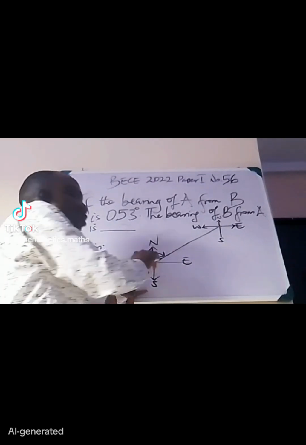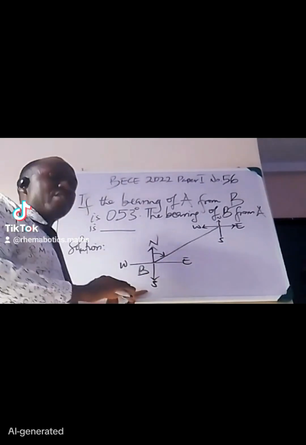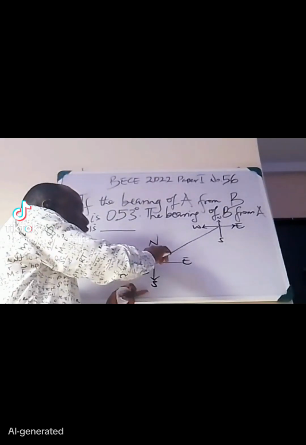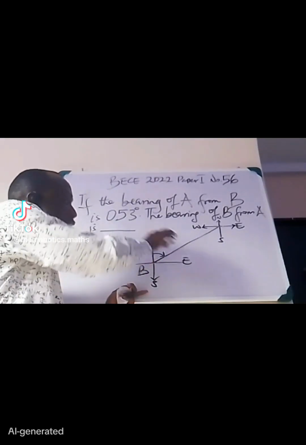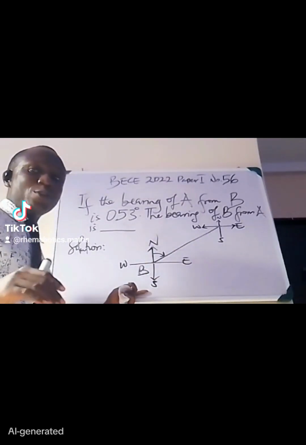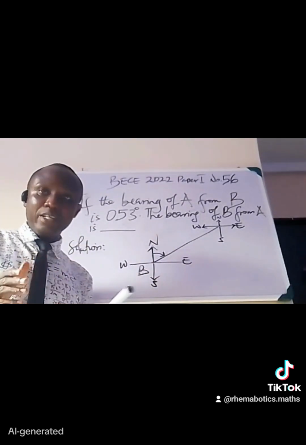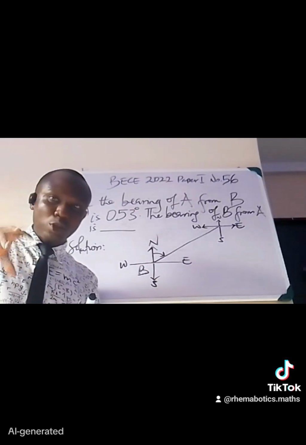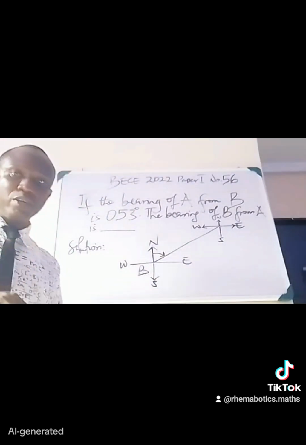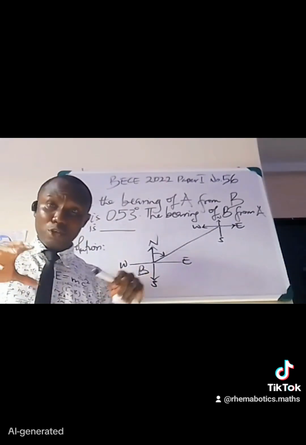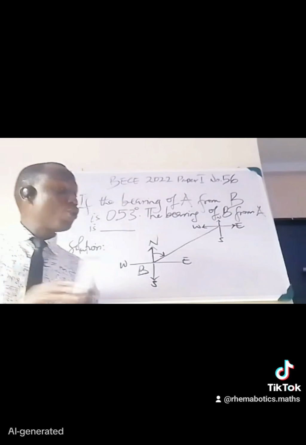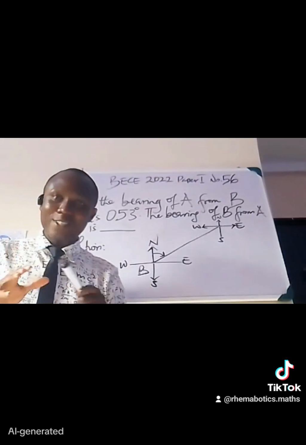Don't forget, the 3-digit form of writing bearing starts from the north pole, and it goes clockwise. So if you have any issue with bearing, please go and look for my introductory video on bearing on YouTube. Just look for it and make sure you take your time to go through it. You will understand the basics of bearing.